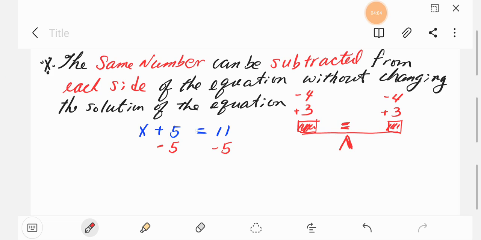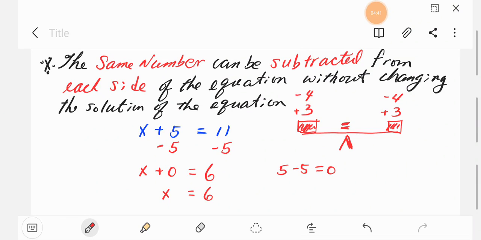So here's an equation. Whenever you add or subtract a number on the left-hand side, you also have to do the same thing to the right-hand side. Let's now calculate the left-hand side. 5 minus 5 is equal to 0, right? So only x is left on the left-hand side. And 11 minus 5 is 6. Finally, x plus 0 is x. So the value of x equals 6.